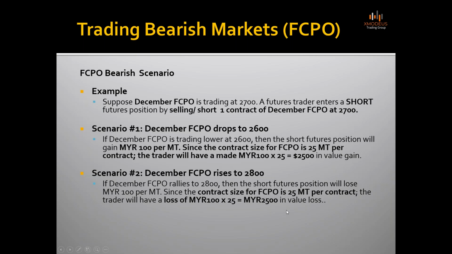Okay, so in terms of calculating the P&Ls, it's actually quite simple. Take the movement in the market in ringgit, multiply by 25, and multiply of course by the number of contracts that you're holding. So this is a quick, easy example of how to calculate the P&Ls if you are trading bearish and bullish markets. Of course, there are many other types of strategy, but this is just a plain vanilla buy and sell in the FCPO futures contract.